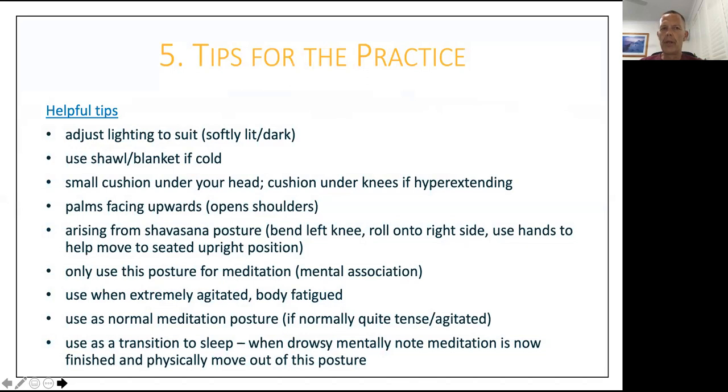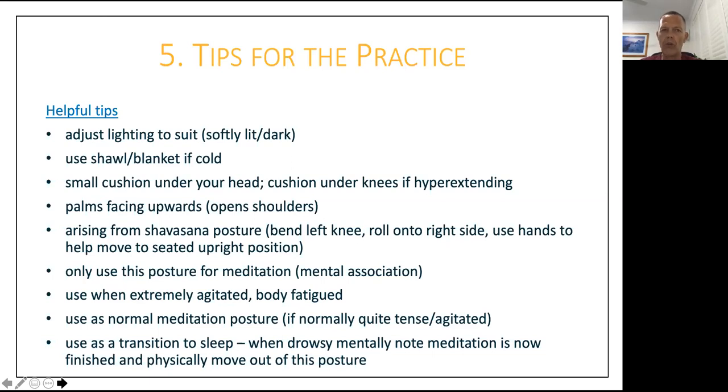Okay, so just some tips for this particular practice, some tips you might find helpful. So again, adjust the lighting in your room to suit, particularly if you're lying down and you have ceiling lights that are quite bright. You might like to dim them or even switch them off. Personally, when I do Shavasana posture, I like it completely dark. I find that quite helpful. I don't really have much of a problem with drowsiness or dullness, so I actually prefer the room completely dark or quite dim.